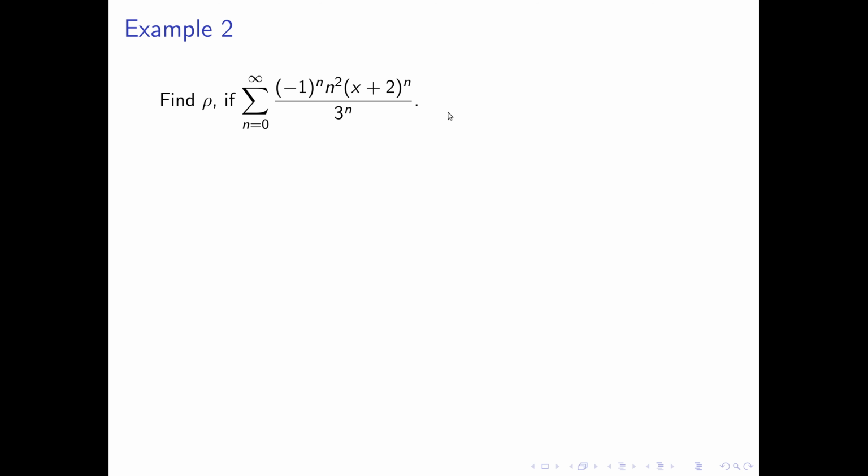Are you ready? Okay, so when we take the absolute value of these terms, notice that the minus 1 to the n is going to be irrelevant. It's going to become plus. And so we're just going to have n squared times the absolute value of x plus 2 to the n over 3 to the n. Also, you might notice that n squared and 3 to the n will always be positive as well. But I guess we won't do everything at once. Let's go ahead and take our limit.